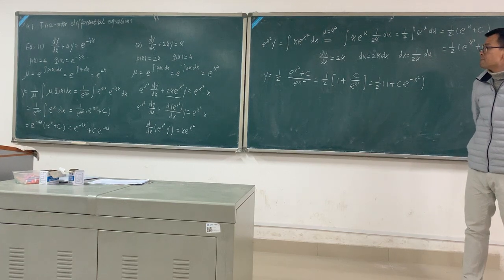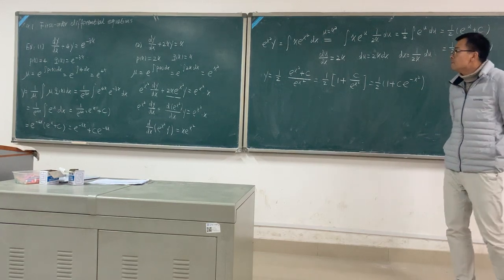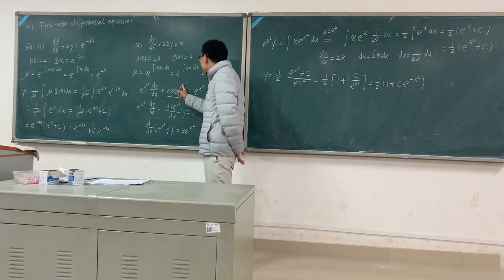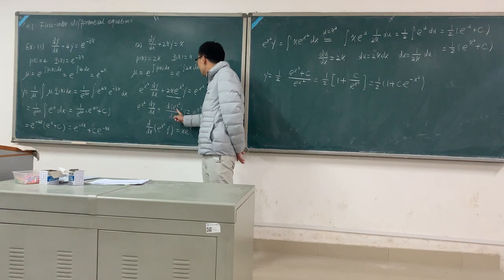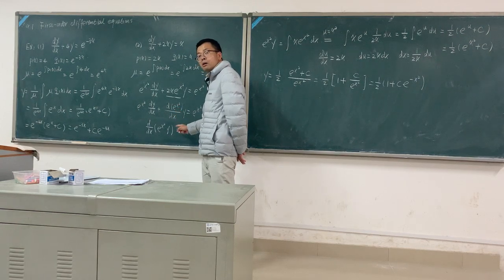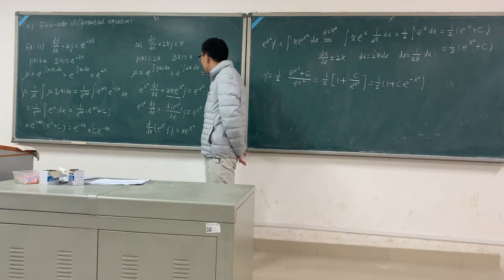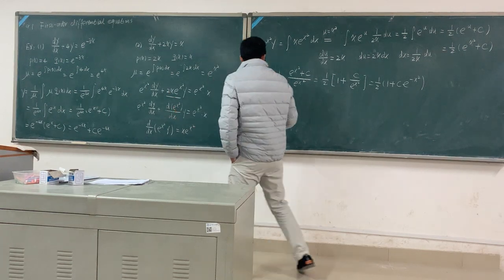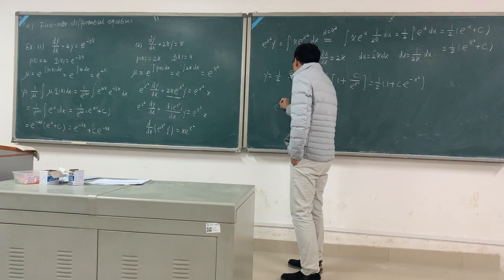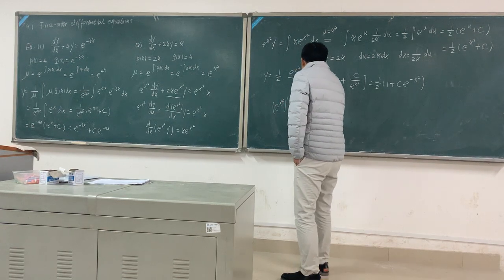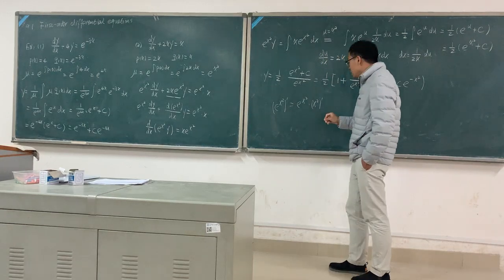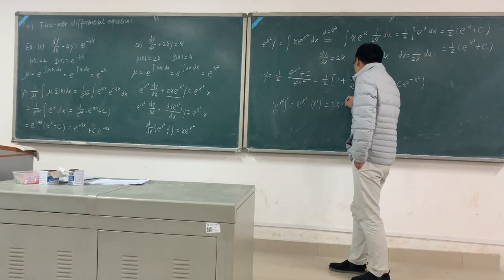The derivative of e to the power x squared is 2x e to the power x squared. So 2x e to the power x squared actually is the derivative of e to the power x squared. Where does the x come from? The derivative of e to the power x squared is e to the power x squared times the derivative of x squared, so it actually is 2x e to the power x squared.